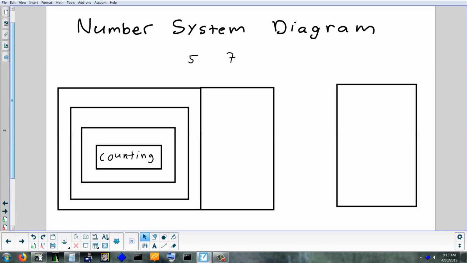You don't go 0, 1, 2. You start 1, 2, 3. So counting numbers don't include 0. They don't include negatives. Don't include fractions or decimals. If you add 5 plus 7, what do you get? 12. Is 12 a counting number? Yeah. Sure. If you were counting things, you might come across the number 12.